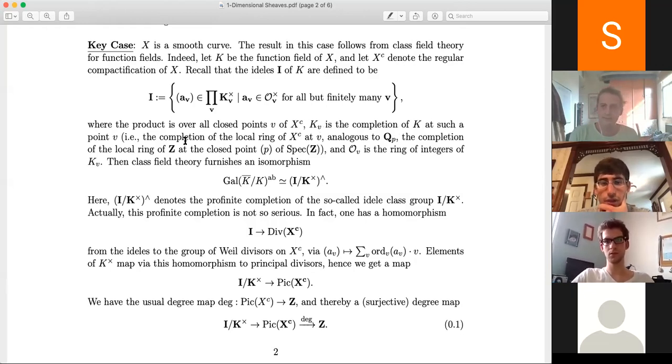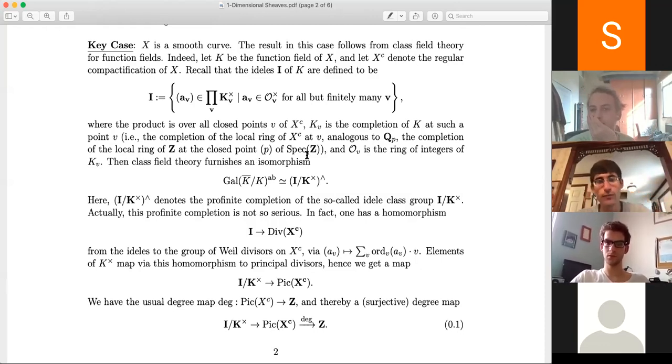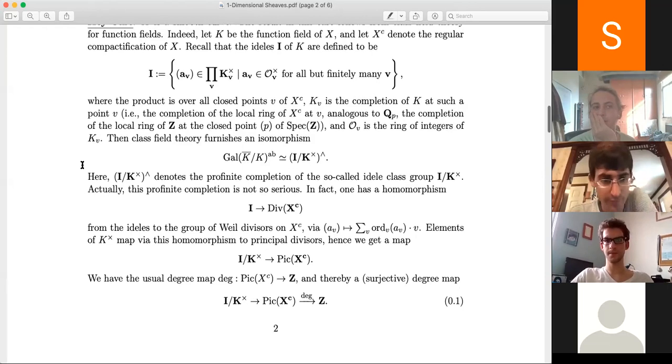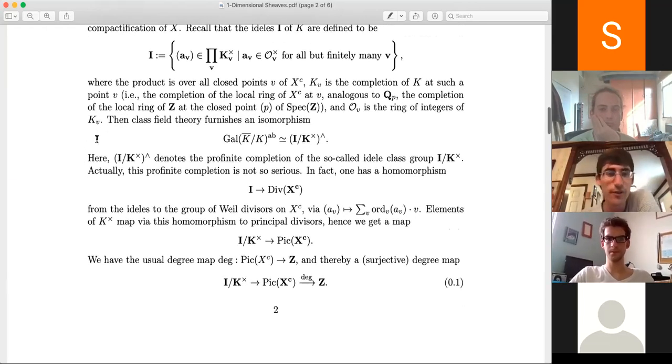K v is the completion of K at such a point, which is the same thing as, actually, this isn't quite correct, the completion of the local ring, and you then take the fraction field. So it's the fraction field of the completion of the local ring at v, and it's the analog for function fields of Q p, which is the completion of Z at the closed point p, take fraction fields. And O v is, as usual, the ring of integers of K v. So O v is like Z p, but of course it's characteristic p here.